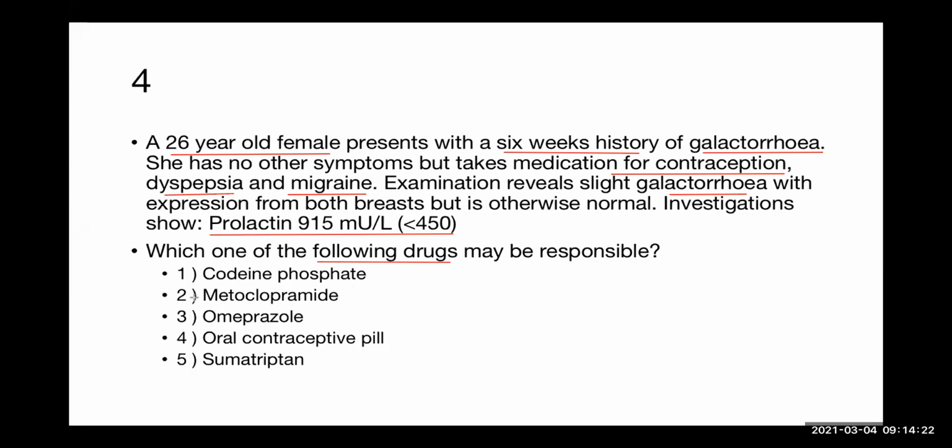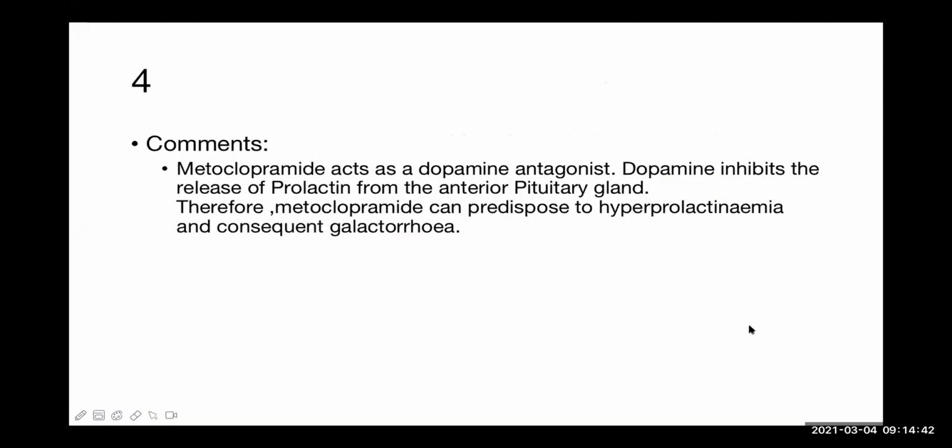So this is metoclopramide. Metoclopramide, okay? This is the most obvious answer here. So this is the way you need to reach the diagnosis or correct answer. There has to be a clue, and the medical student or the doctor should pick that clue. If they can do it so easily, they have a very good concept. See this. Metoclopramide acts as a dopamine antagonist. Dopamine inhibits the release of prolactin from the anterior pituitary gland. Therefore, metoclopramide can predispose to hyperprolactinemia and consequent galactorrhea. So this question is very commonly asked in the exam, and most often it confuses a lot of students. So please make your concept quite clear.